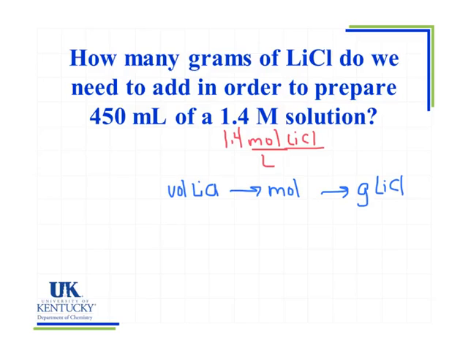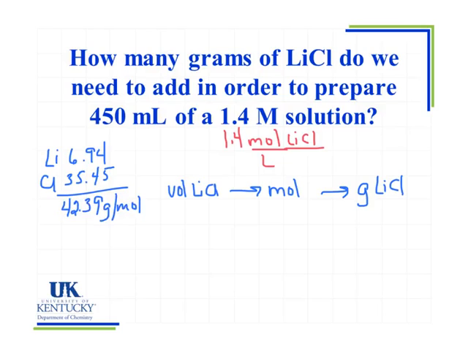So the first thing we want to do is actually find the molar mass of our lithium chloride. So lithium has a mass of 6.94, chlorine 35.45, and we get a molar mass of 42.39 grams per mole. And so I'm going to be able to use that later in my problem to get to the final answer. So the first thing I'm going to start with is my 450 milliliters. And I'm going to have to convert that to liters because I noticed that molarity is in moles per liter. So 1,000 milliliters in 1 liter.